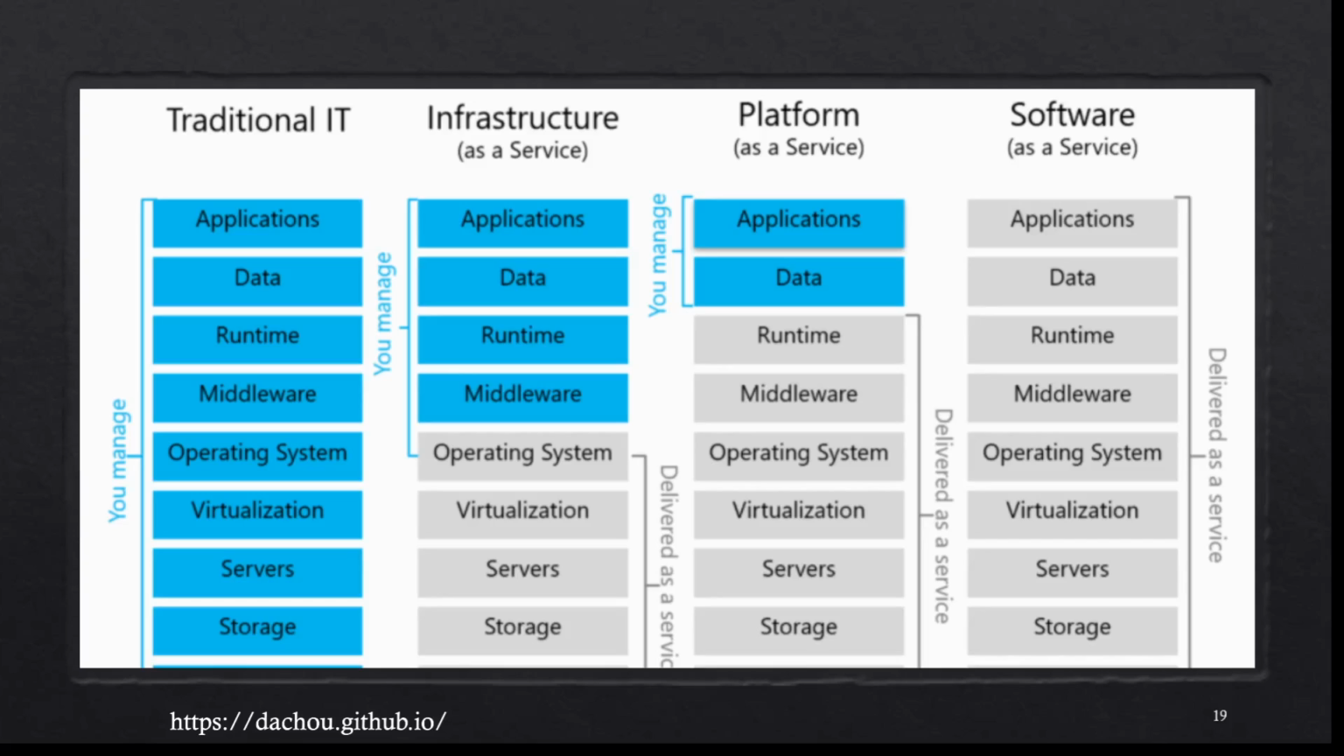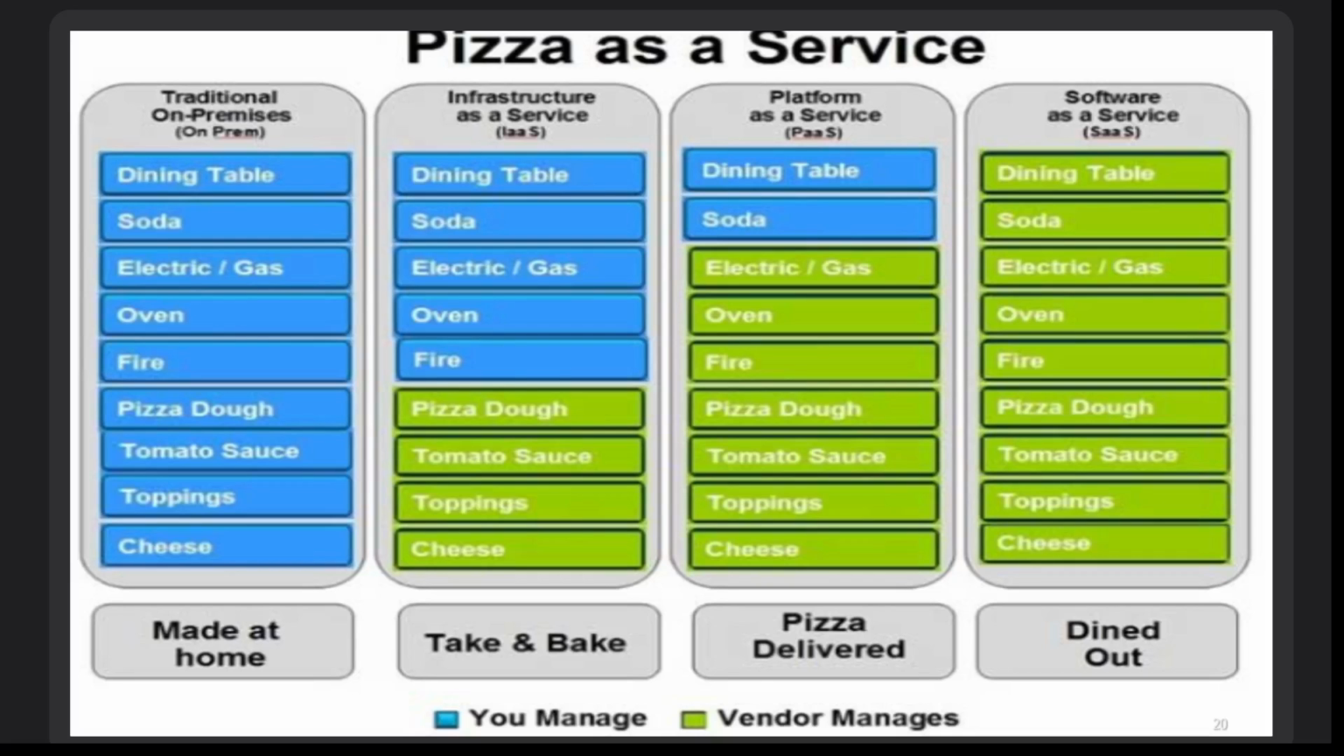In order to clearly understand the different service model, in the next slide, we are going to have an analogy of pizza as a service. As you can see here, we have a pizza as a service. So now let's understand the traditional on-premise data center model, which is similar to making a pizza at home. You will need to manage all these things: cheese, toppings, pizza dough, oven. All those things will be managed by you.